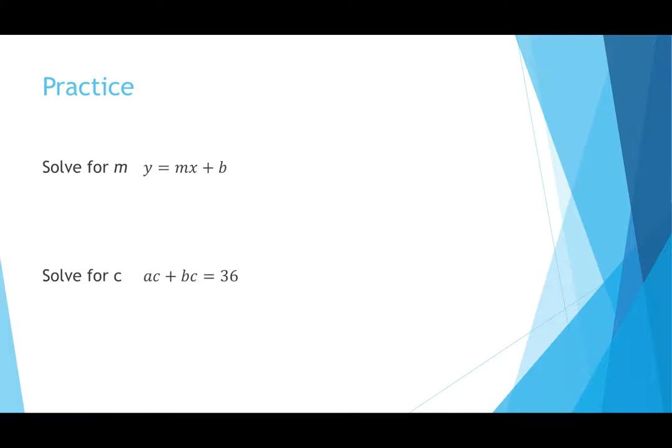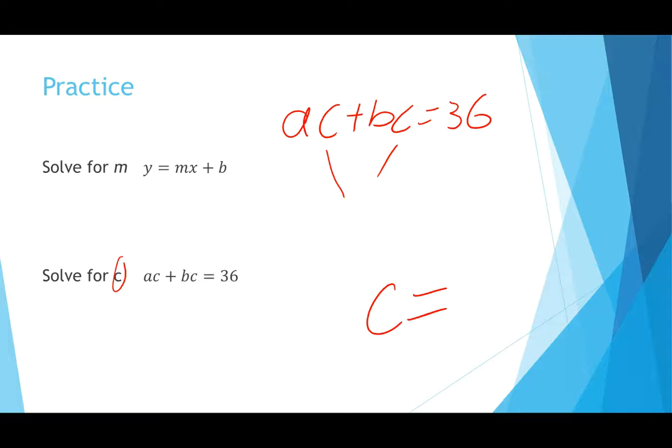So solving for c, we have ac plus bc equals 36. Now this one's unique because we're solving for C and there's 2 of them here. The only way we can get C by itself is if there's obviously just a single C. We can't say C and another C equals whatever. It's just we have to have one C.